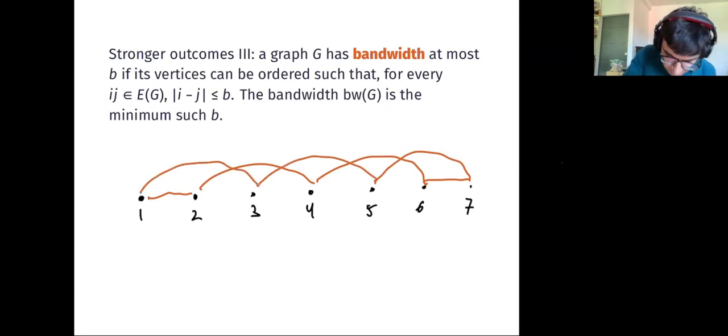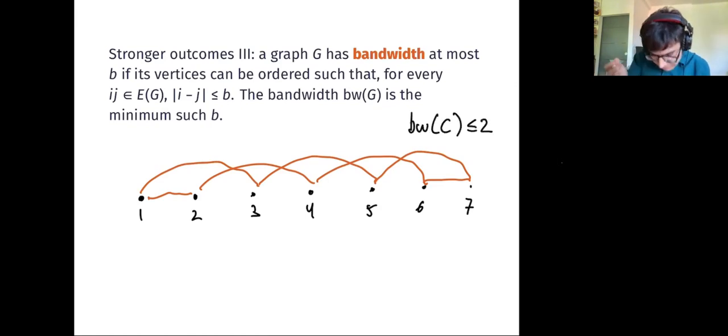And by doing this, no edge spans more than 2 vertices, right? So the distance between the endpoints of every edge is at most 2. So the bandwidth of this cycle is at most 2. And this is actually true for every cycle. So in some sense, if your graph has bounded bandwidth, you are bounding the expansion properties of this graph.